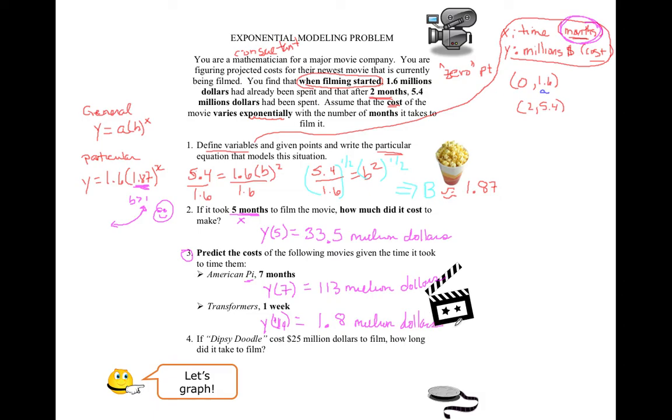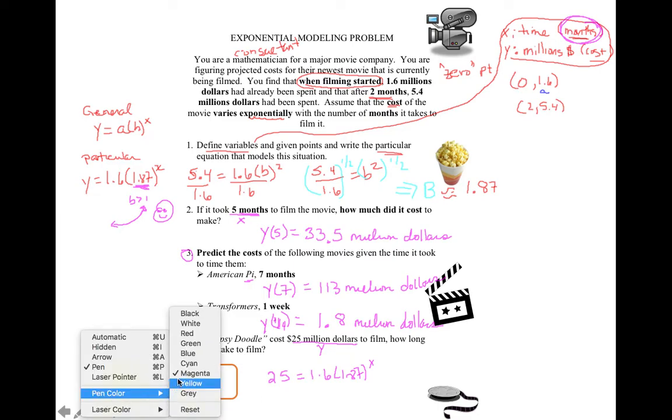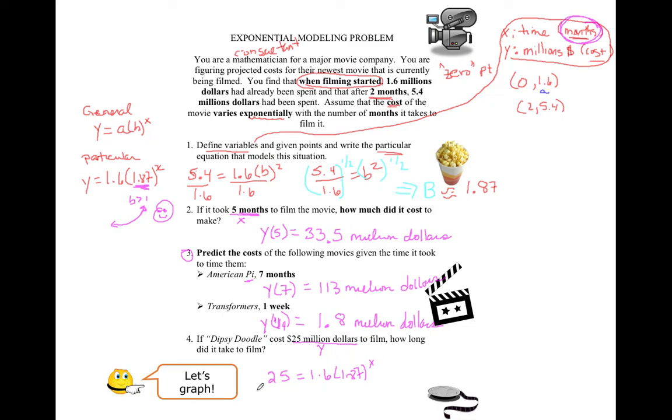Okay? So how about the last one? If the movie Dipsy-Doodle cost $25 million, what did they give you? $1 million. What unit is that? X or Y? What variable? That's my Y. Show me that you plugged 25 in for Y. Then do some algebra. Divide both sides by 1.6.